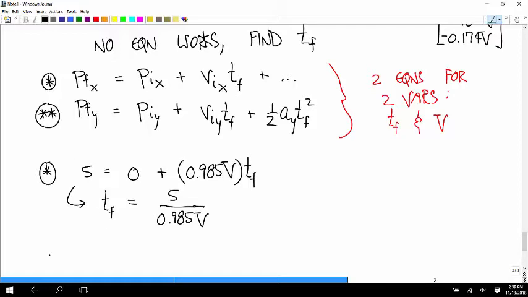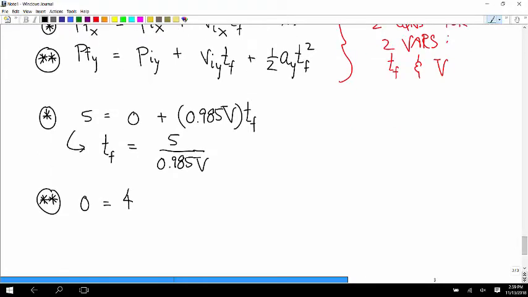Now I'm going to substitute that into equation double star, which says 0 is equal to 4 plus, okay, Viy is negative 0.174 V. And for Tf, I'm going to substitute this expression in, so 5 over 0.985 V. You can see in this case these V's cancel, so that's good.